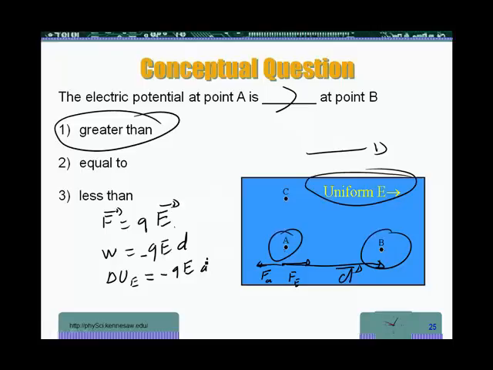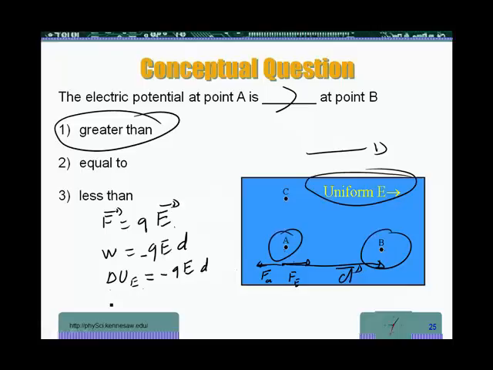Now, if the charge was negative, let's think of it from the beginning. The electrical force would be in the opposite direction, my force would be in that direction, so the work is going to be QED in this direction, so I'm not going to have this negative sign. Okay, the point here is this is my change in electrical potential energy.